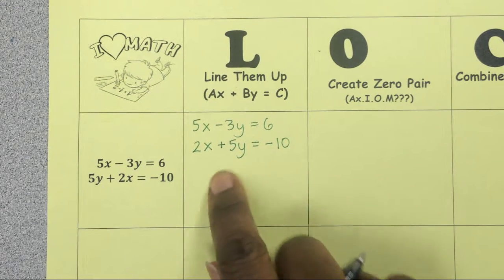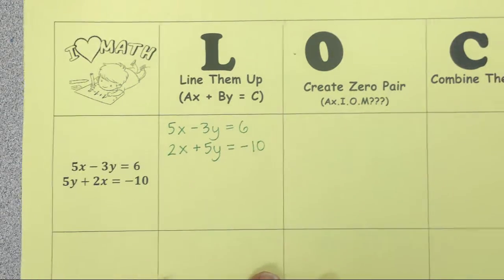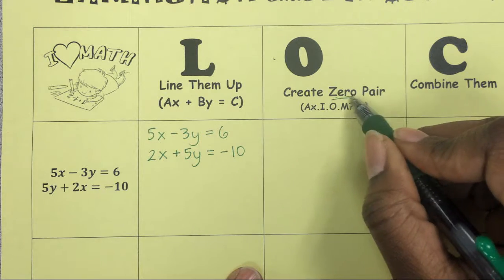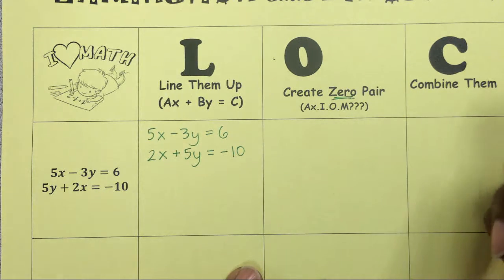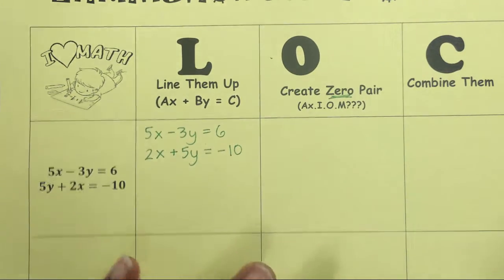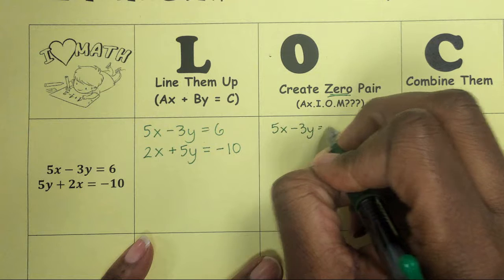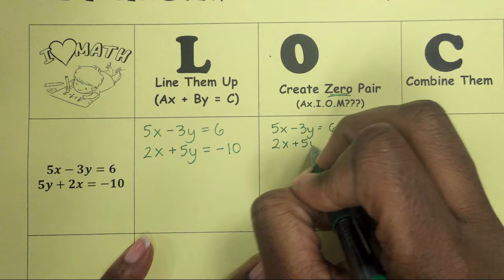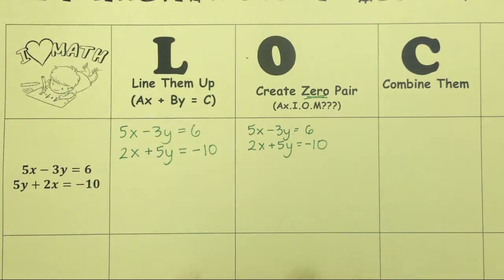Now it is definitely lined up because x's and y's are on the same side of the equals in their right position. Now the O kind of stands for zero pair. Do we already see a zero pair? No. So in that case, we're going to have to try to figure out how we want to create a zero pair. We need to figure out what's going to be the easiest way to create a zero pair.